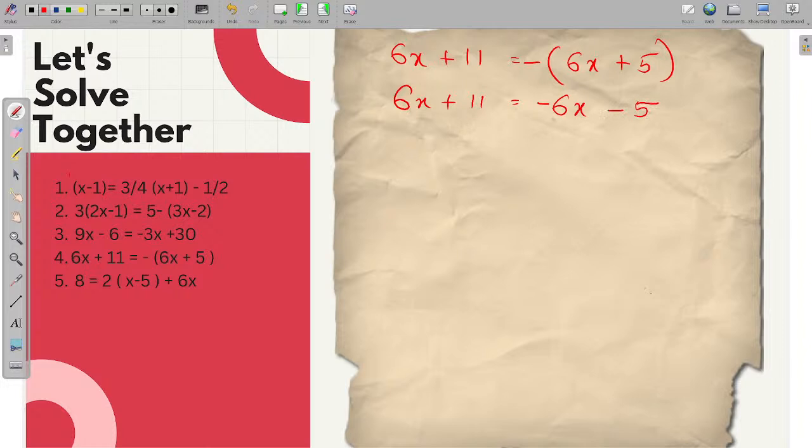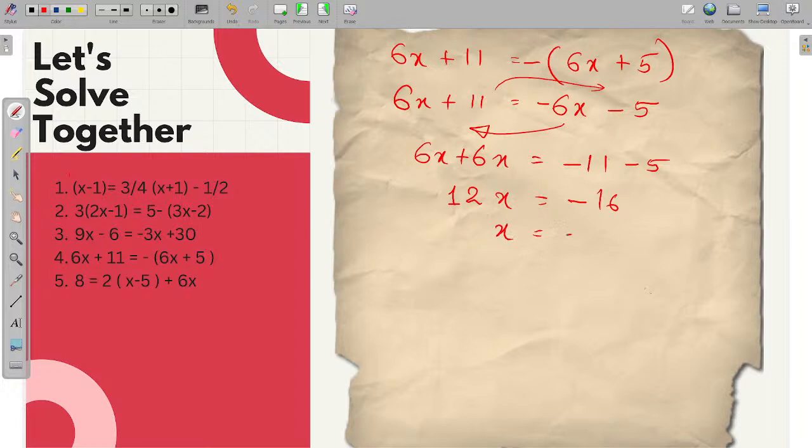Correct? Now again like terms, right? And change the sides of the numbers. So 6x + 6x, and this +11 will be −11 now. −11 − 5, and it will be −16. And on this side it will be +12x, right? And so the x I'll get as −16 by 12.